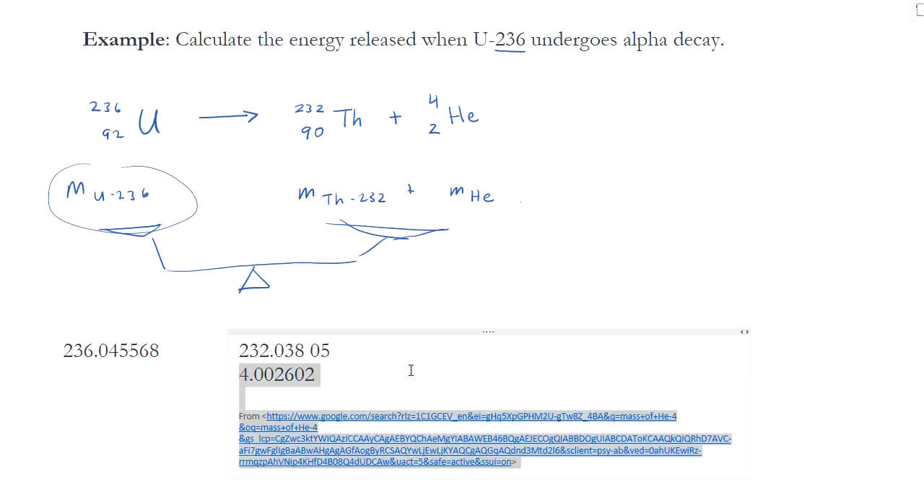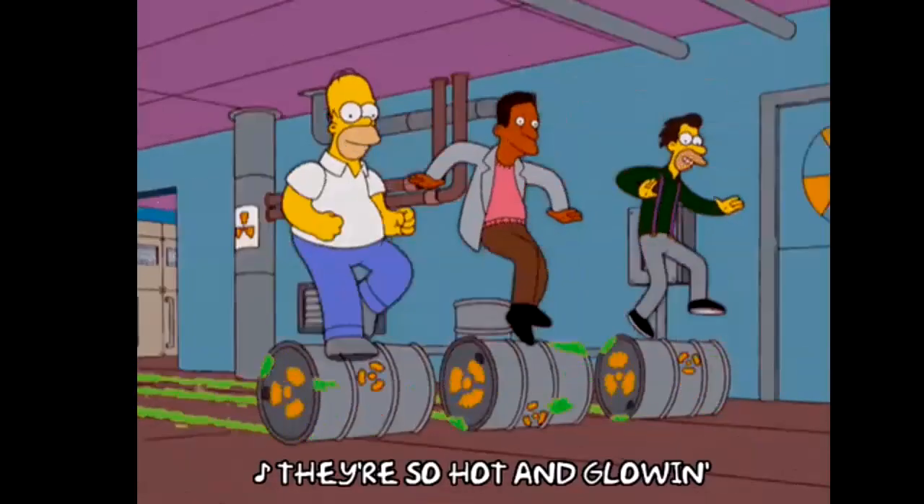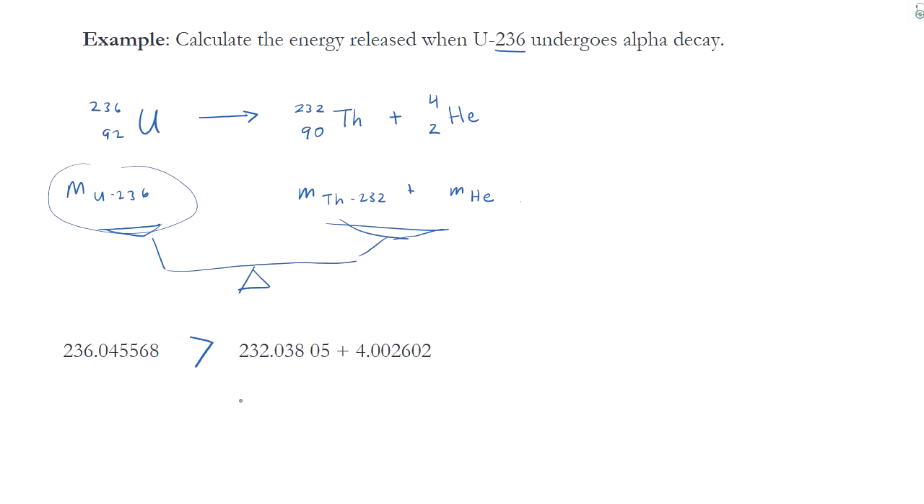So what we're doing is we're comparing this number plus this number to this one. And if we want energy to be released, this has got to be greater than that. Performing that calculation, the addition gives us 236.040652 compared to this 236.0455. So they're almost the same. To 5 sig figs, they're the same, but they're not. So let's calculate the mass defect here.